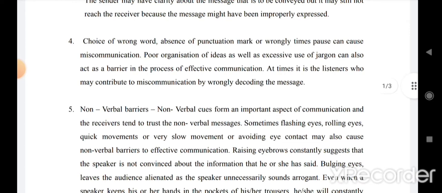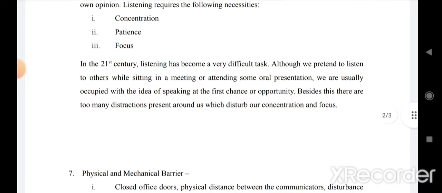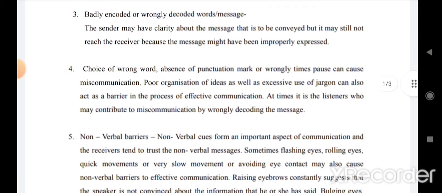Now, poor organization of ideas as well as excessive use of jargon. What is the meaning of the word jargon? Jargon refers to too many words which are technical in nature. That is called jargon. They can also act as a barrier in the process of effective communication.